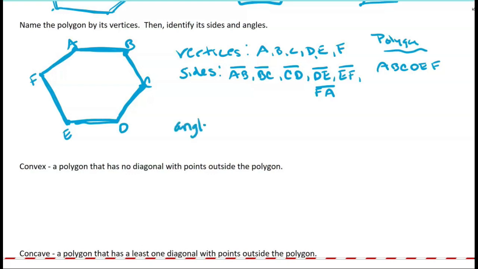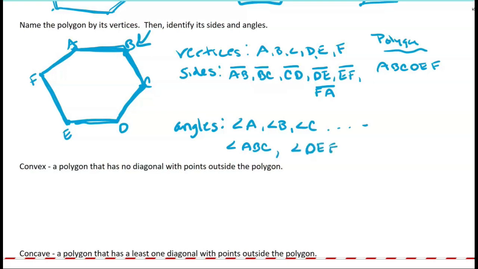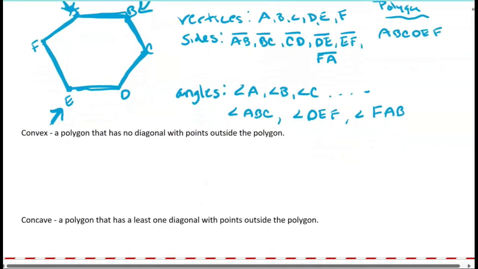All right. And then just a review of how we would name angles. The angles could be either just angle A, angle B, angle C, or we could name them by 3 vertices, right? So angle ABC would be this guy. Angle DEF would be this guy, right? So the angle is the letter that's in the middle. Or angle FAB would be angle A. So 2 ways to name them, and just as a good review.